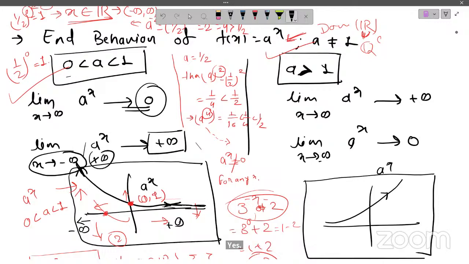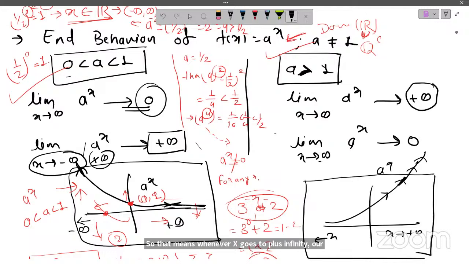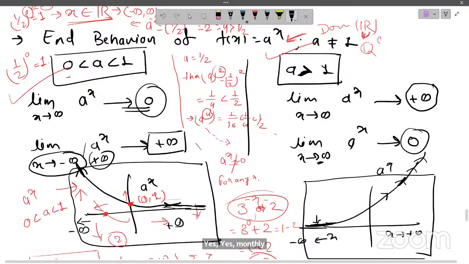Now come to here. So here what happens? When x goes to plus infinity, our graph is going upwards. So that means it is taking values larger and larger and larger. So whenever x goes to plus infinity, our limit will be plus infinity. And when x goes to minus infinity, our graph is going closer and closer to zero. So as x goes to minus infinity, our limit is zero, correct? Yes, ma'am, it is the opposite of that. Clear. Fine. Any doubt? Anyone?